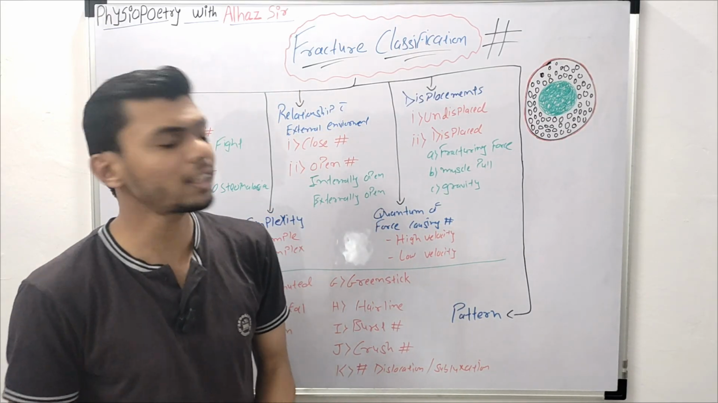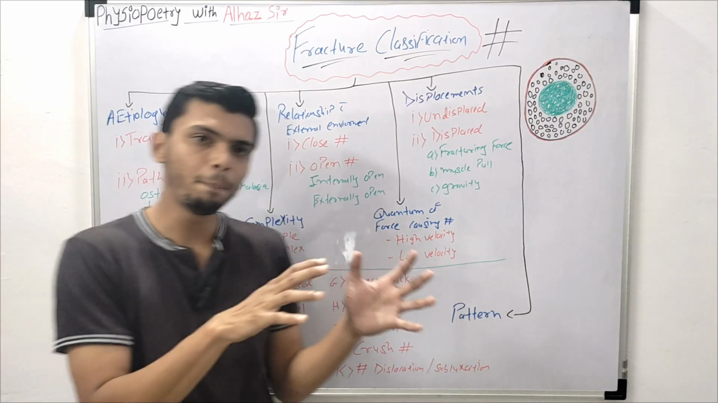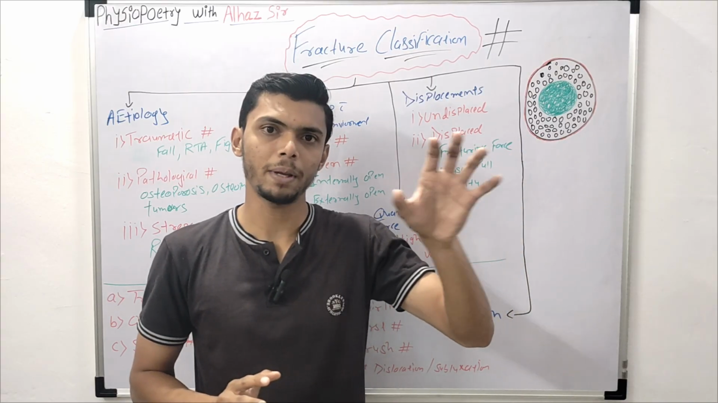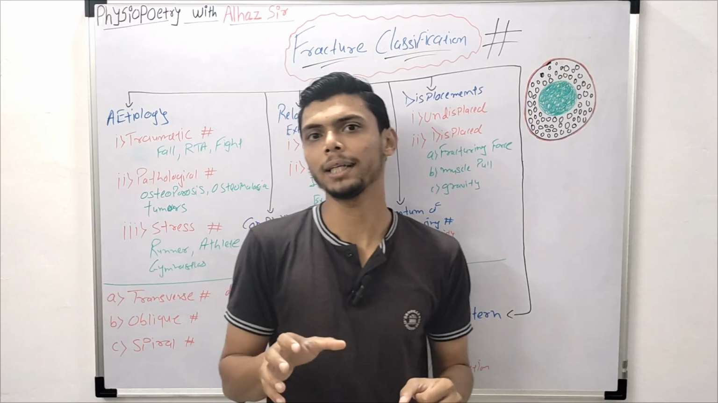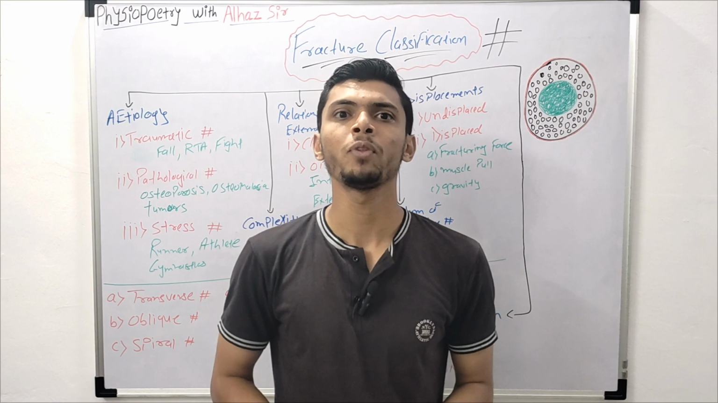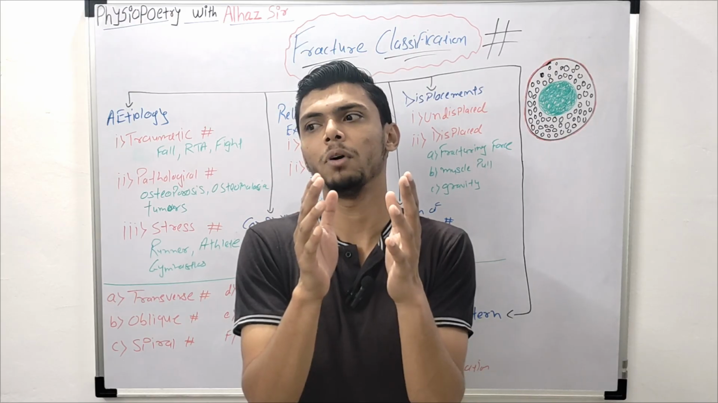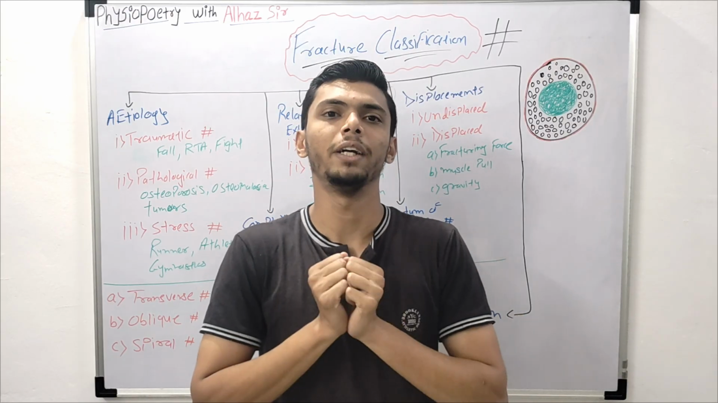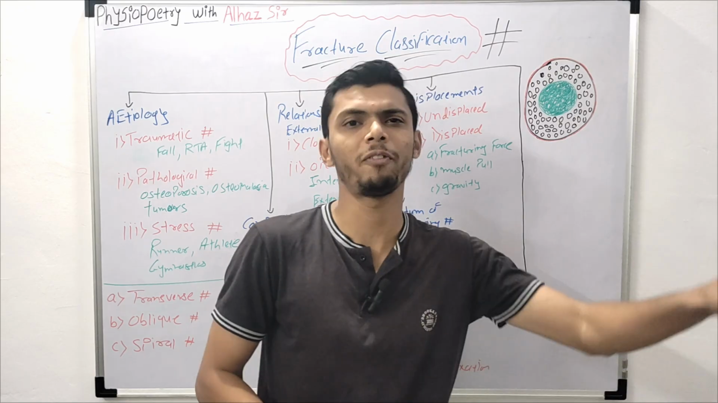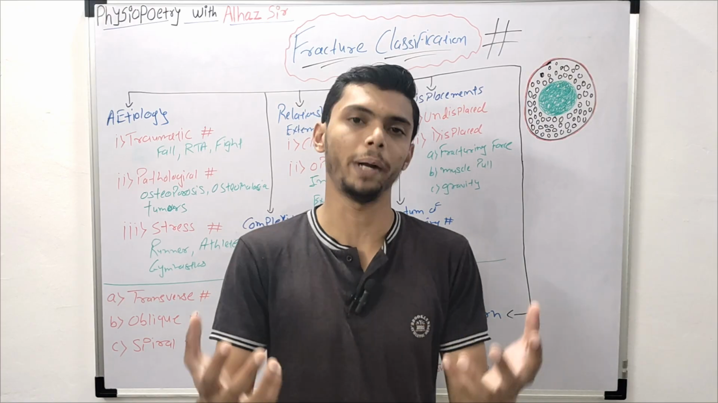Next classification is according to complexity, whether it is simple or complex. Earlier, when these terms started, simple and complex had slightly different meanings. We don't have to study that, but just for your information, a simple fracture was one that is closed, not open, a normal fracture. And a complex fracture was one where the fracture is open.